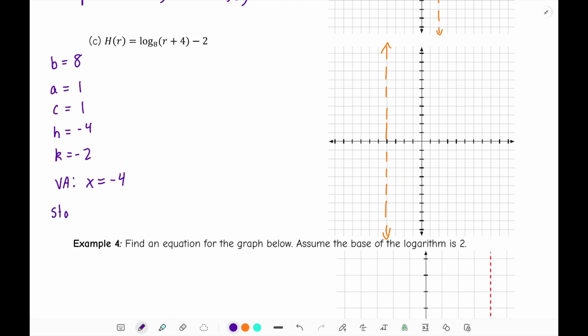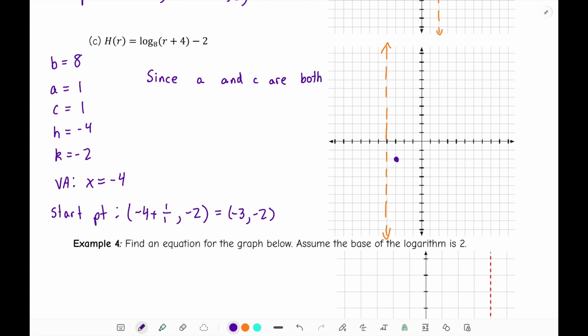And then we have a starting point at h plus 1 over c, comma, k, which is negative 3, comma, negative 2. And then since a and c are both positive, there's no flipping. So a standard logarithm with b bigger than 1. I forgot to mention that in part B as well. This is when b is already bigger than 1. So we're going to get something that looks like this.